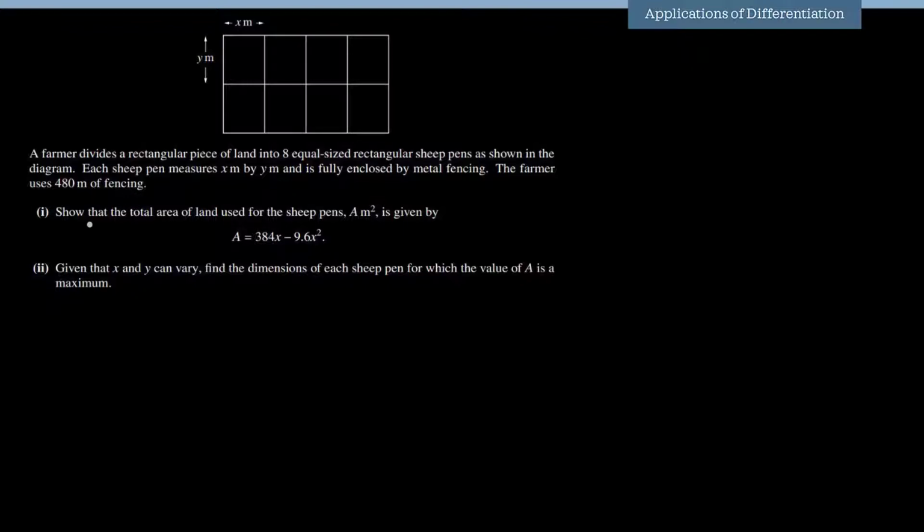In the first part of the question, I need to show that the total area of land used for sheep pens, A meter square, is given by the equation A is equal to 384x minus 9.6x squared. Well, the total area for one sheep pen is going to be x times y. There are a total of 8 sheep pens, so the total area is going to be equal to 8xy. This is the total area for all of these 8 sheep pens.